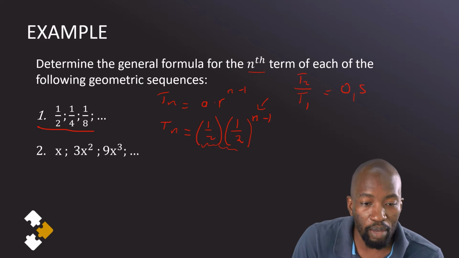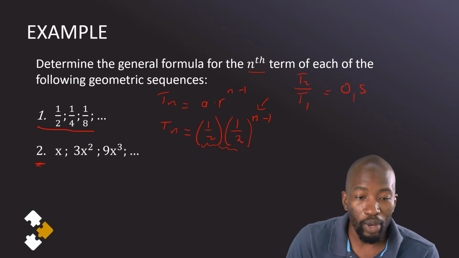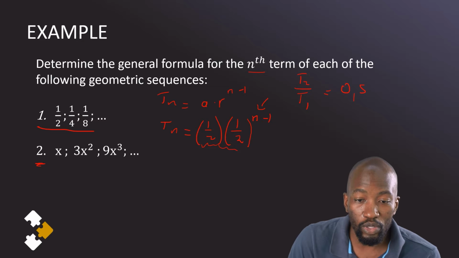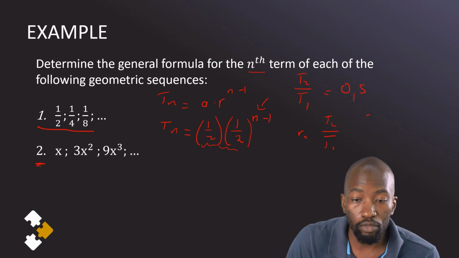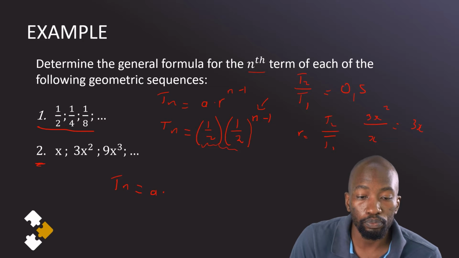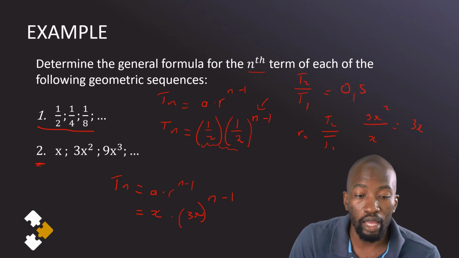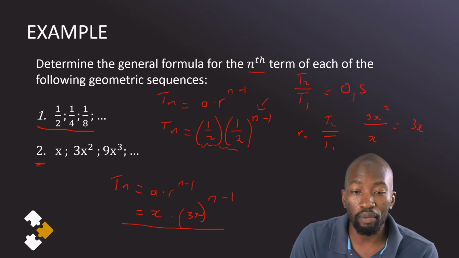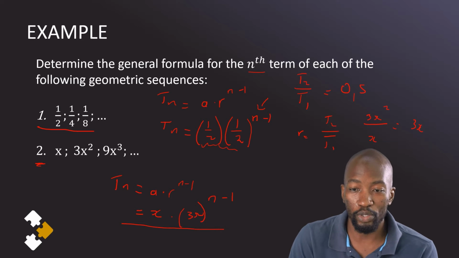Now, let's do the same for number 2. We have to find R first. So R is equal to T2 divided by T1, which is 3x squared over x. And R is just 3x. Now, we know that Tn is equal to A multiplied by R to the n minus 1. What is our A? It's x. What is our R? 3x into the n minus 1. And that is the general formula for the nth term of number 2.